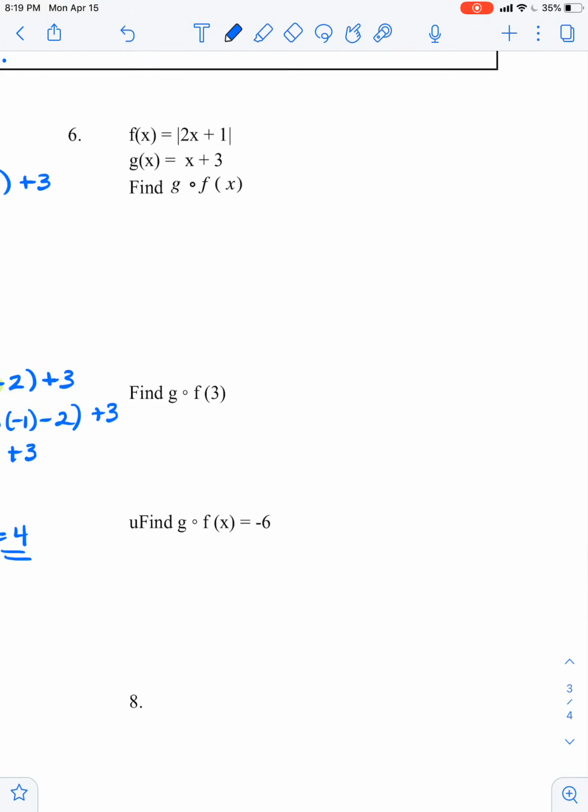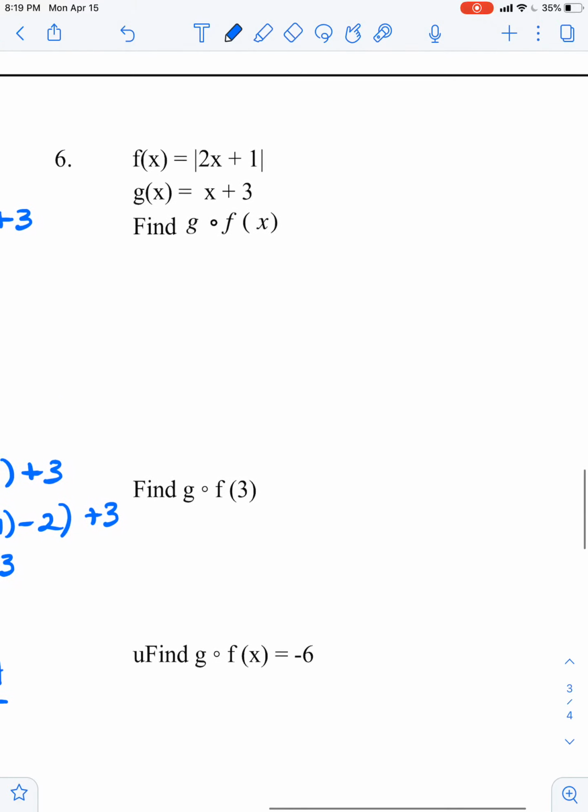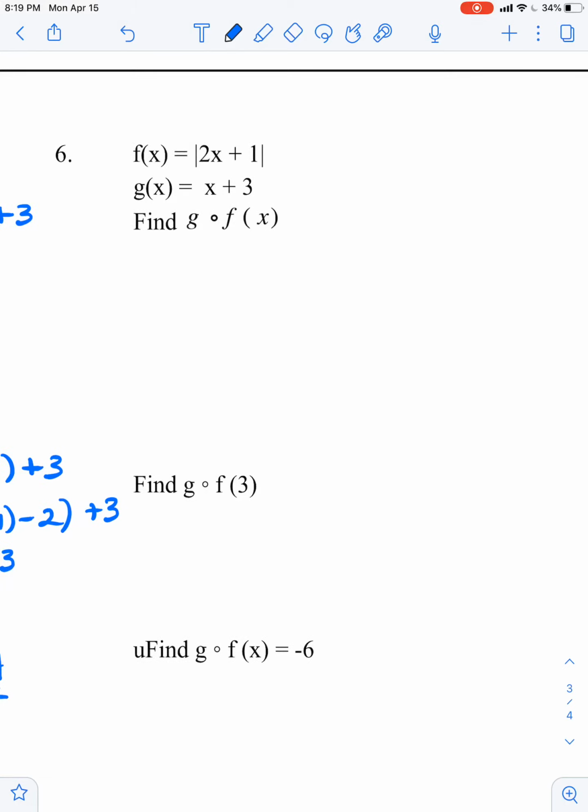Okay, we're going to do one more. So, again, this is saying take f, which is here, and put it into g. Okay, so we're taking f into g. So I'm going to have the absolute value of 2x plus 1, plus 3. And that's it. Okay, we just put the f, this piece here, right there.